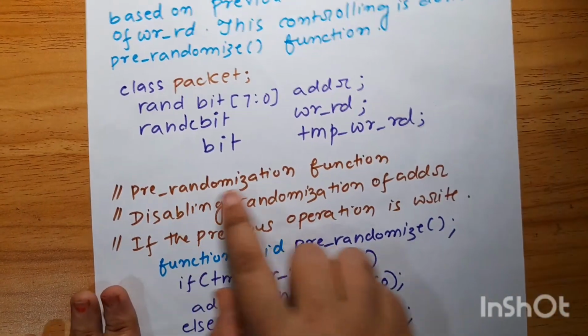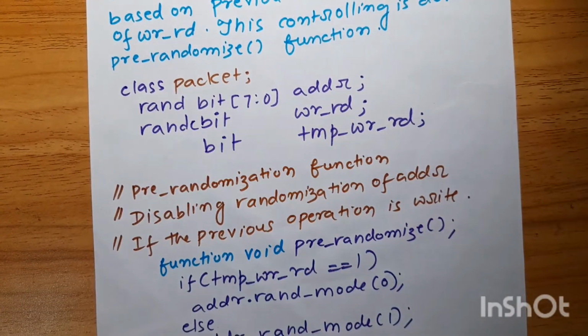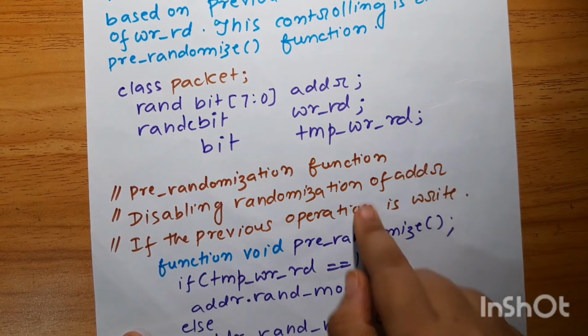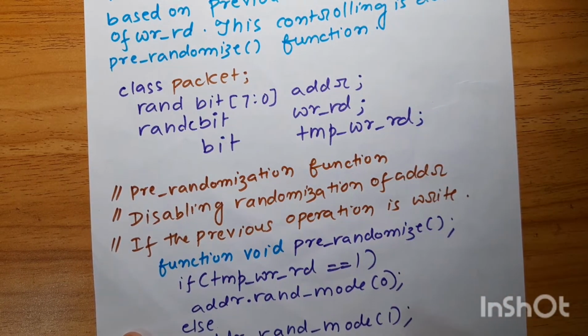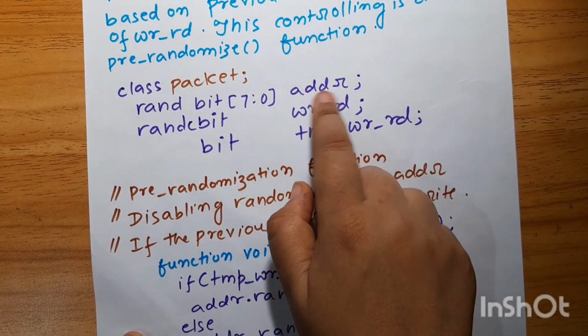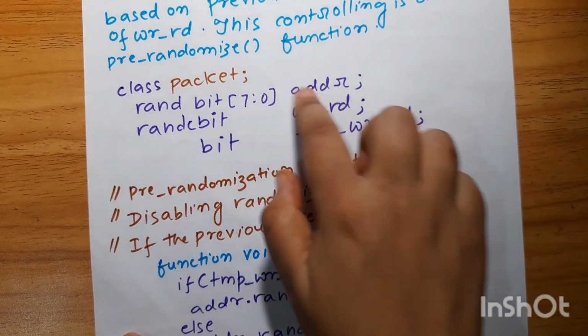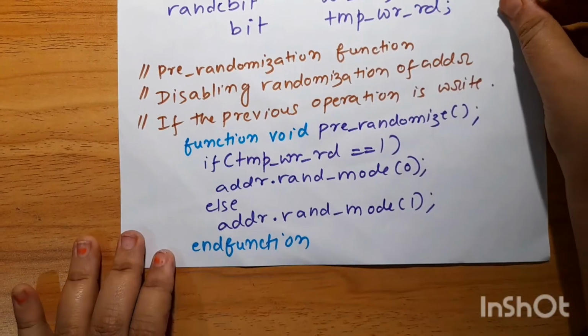So now for the pre-randomization function, I am going to have a pre_randomize function. Now I have put the comments for that. What will I do in it? I will disable the randomization of the address if the previous operation is write. So if the previous operation happens to be a write operation, then I will disable the randomization of the address. That means I will set the address rand_mode to 0, so this address won't get randomized. It will hold the old value only. So that is what has been done.